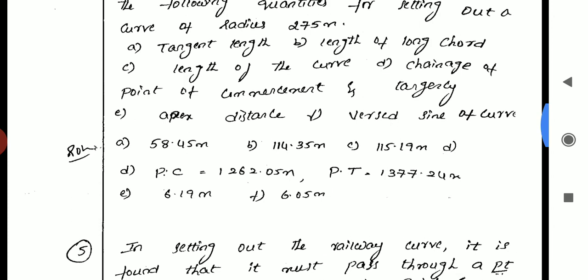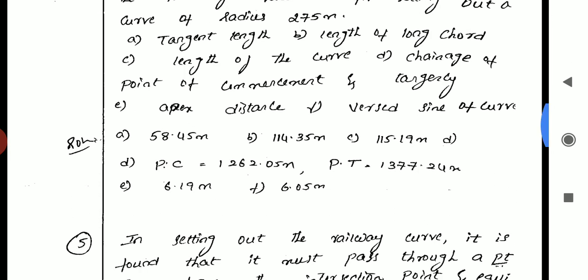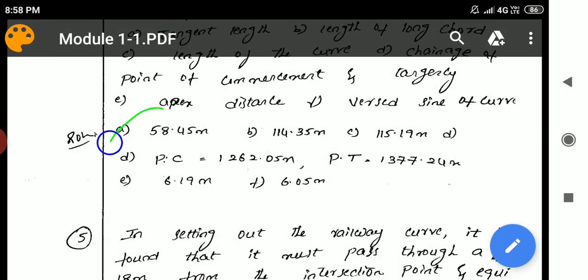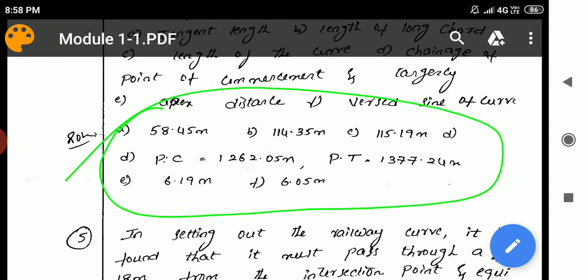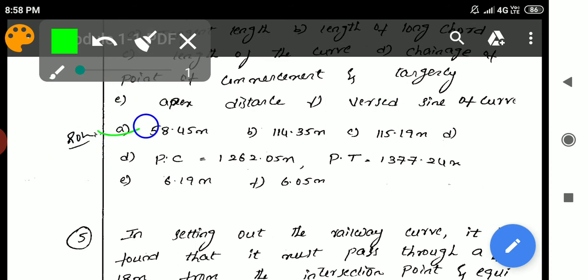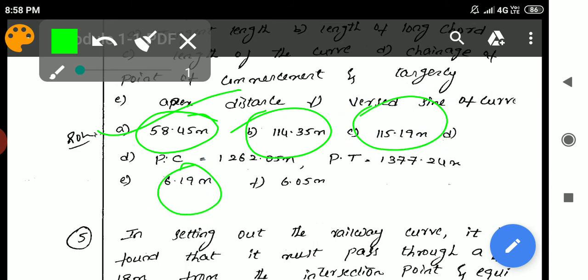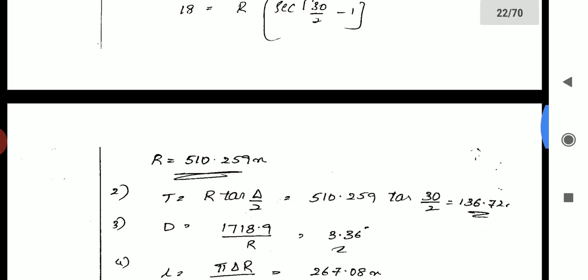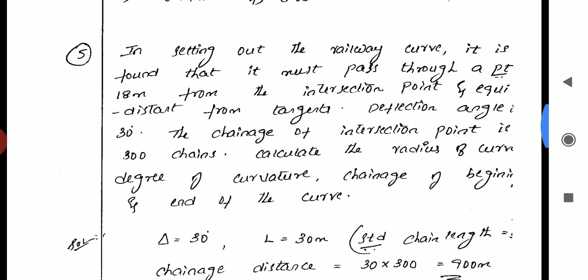Okay, so for the first one, he has mentioned only the direct answers. So the fourth question, you people have to solve. Fourth question you have to solve, only the direct answers he mentioned. Okay. And the fifth one is the same.